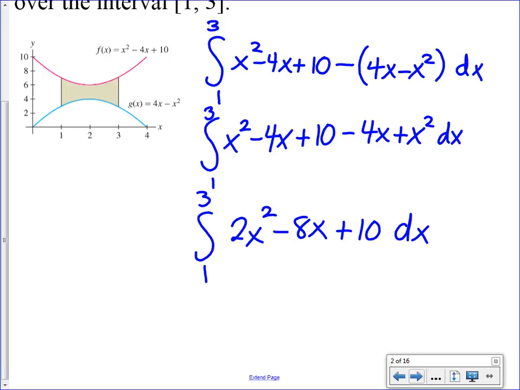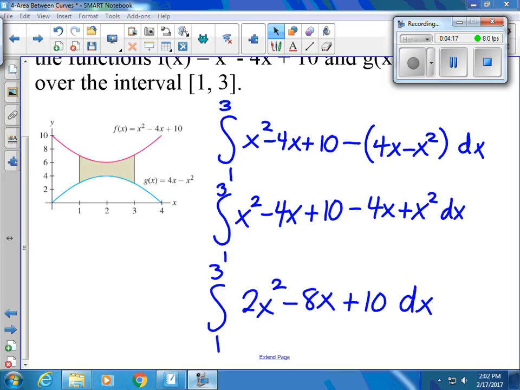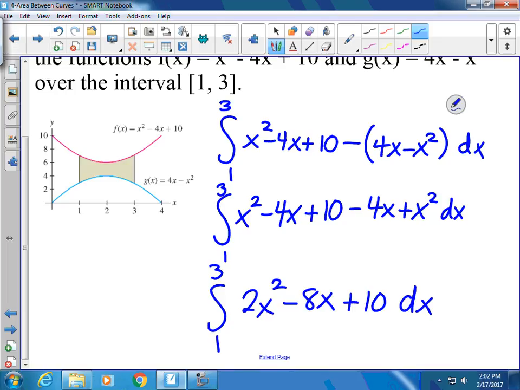And then from there, I'm going to use my calculator to evaluate the definite integral. All right, so I'm just going to pause the video while I do that. All right, so after putting this in the calculator, we end up getting 16 over 3, which is the area between the two curves, okay? But again, the main focus here is just being able to set up that definite integral, okay?